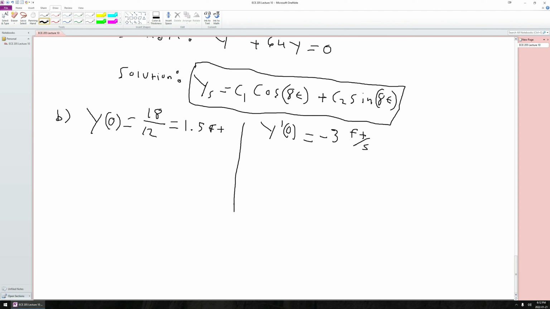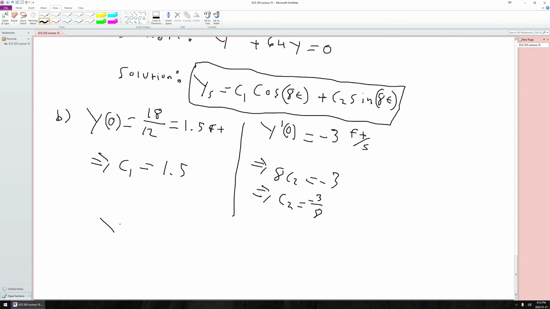So let's just chase it out here. If I plug in 0, my cosine term is non-zero. So this implies that my C1 has to be 1.5, again, units of feet. Here, if I take the derivative, my sine will give me a cosine with an 8 out front. So from here, this will imply that 8 times C2 has to be minus 3. Thus, I have simply that C2 is equal to minus 3 over 8.